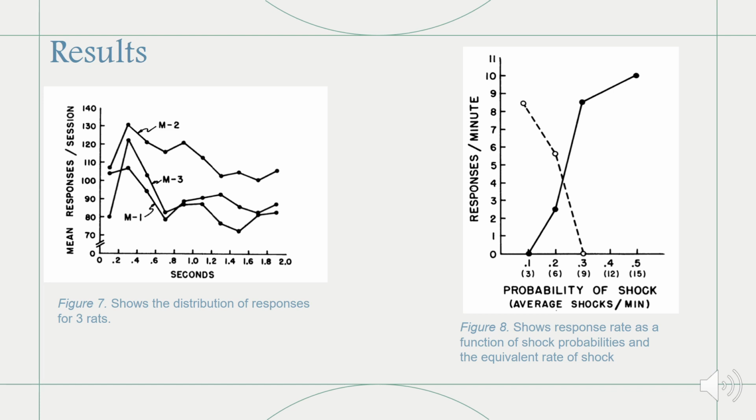The open circles represent the rate of shock being held at a constant 0.3 level, and the closed circles represent the varying shock trials, meaning the shock varied in strength, ranging from 0.1 to 0.5. As you can see, the responses per minute decreased when the rate of shock was held at a constant 0.3, but increased when the shock level increased. This graph shows conditional probability because the responses per minute increased due to the shock level increasing.